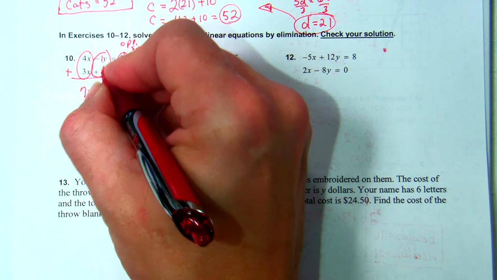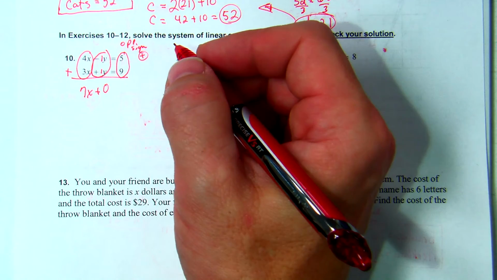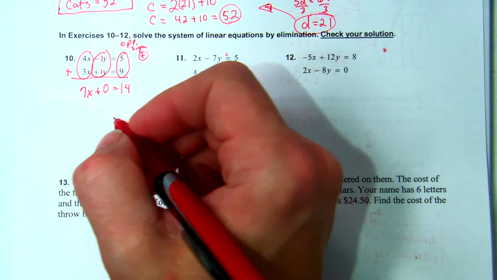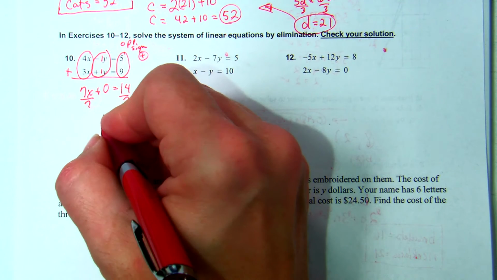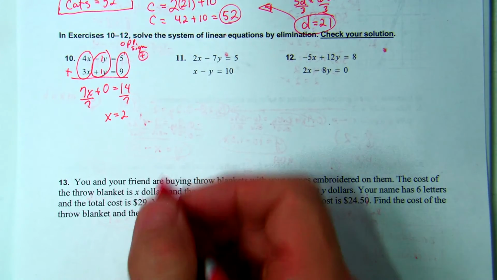We're going to have 7x plus 0. These are eliminated. That's where we get the term solving by elimination, and this is going to be equal to 14. So now, I'm going to divide by 7 on both sides, and x is going to equal 2.